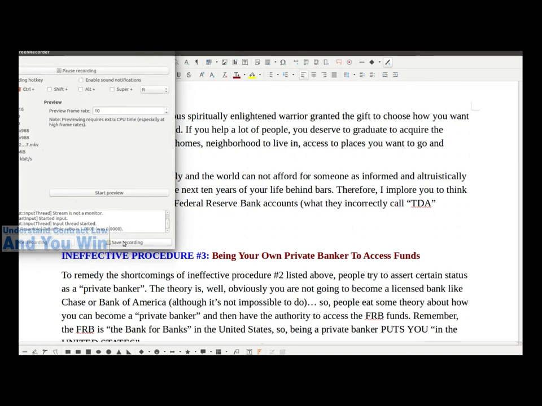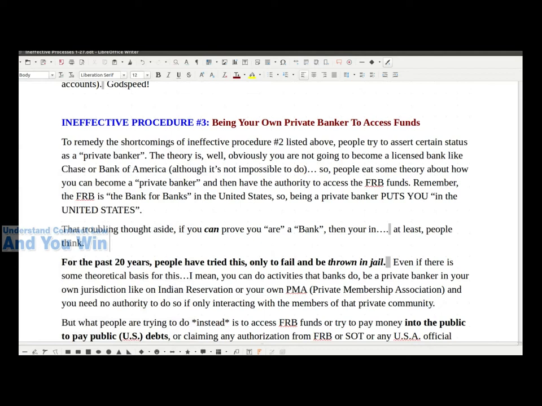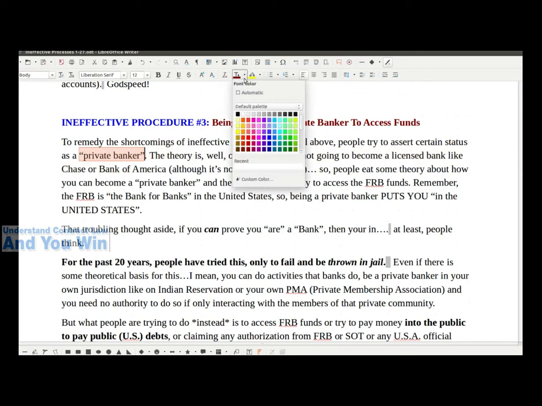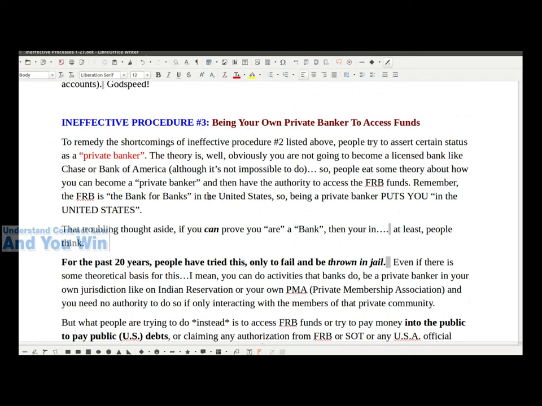This next ineffective or failed procedure is being your own private banker to access funds. To remedy the shortcoming of ineffective procedure number 2 listed above, which we just went over about the TDA accounts, people trying to access the Federal Reserve Bank on the public side or the private side, many people have tried to assert a certain status as, quote unquote, a private banker. The theory is, obviously, you're not going to become a licensed public bank like Chase or Bank of America, although it's not impossible to do.